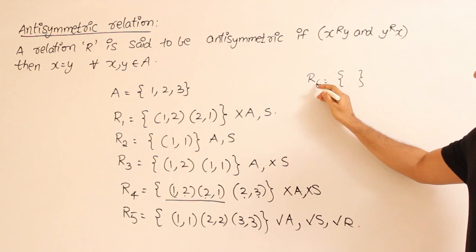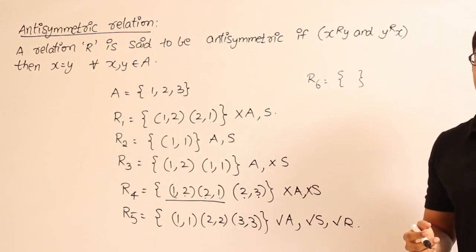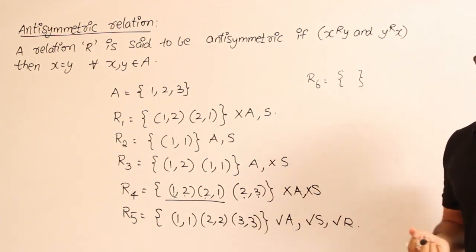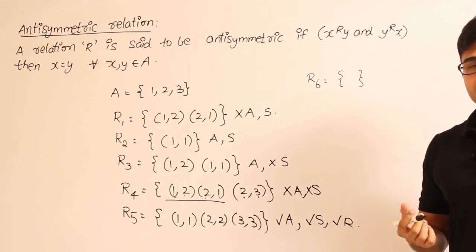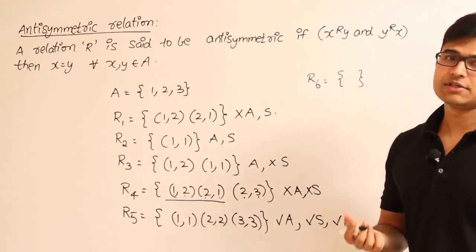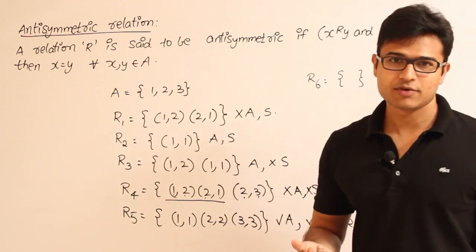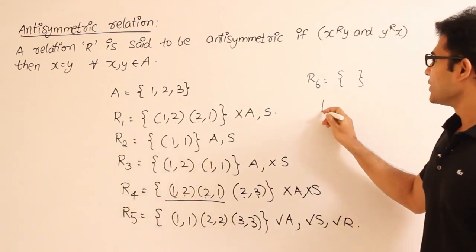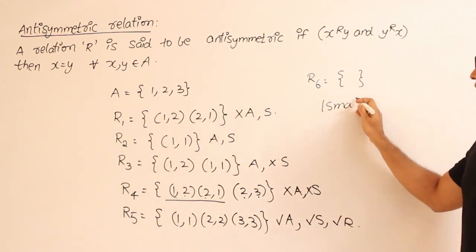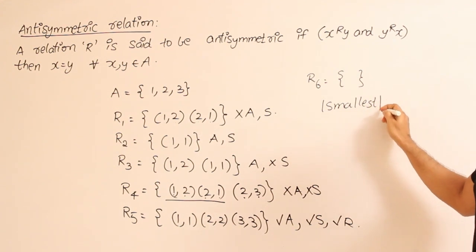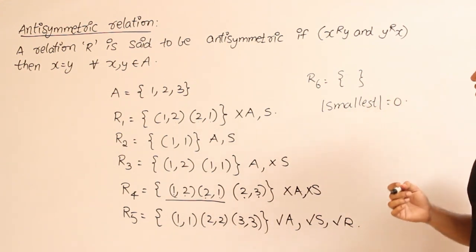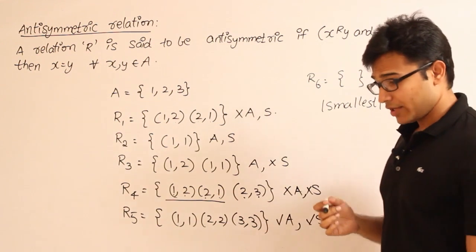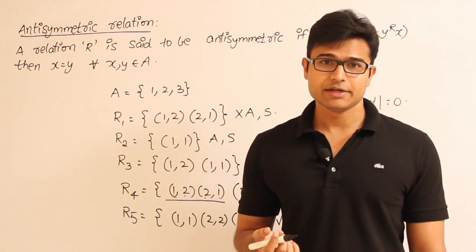Therefore, the smallest relation which is antisymmetric is going to be the empty set, which means the cardinality of the smallest antisymmetric relation is 0. Cardinality means number of elements, isn't it? So the cardinality of the smallest antisymmetric relation is 0. What about the largest antisymmetric relation? How can you form the largest antisymmetric relation?